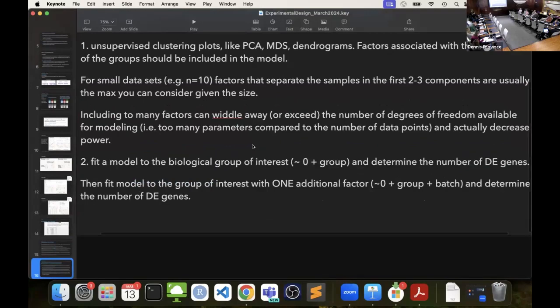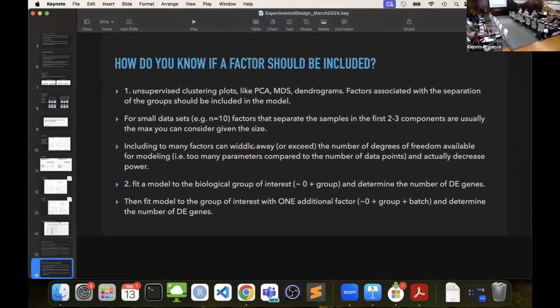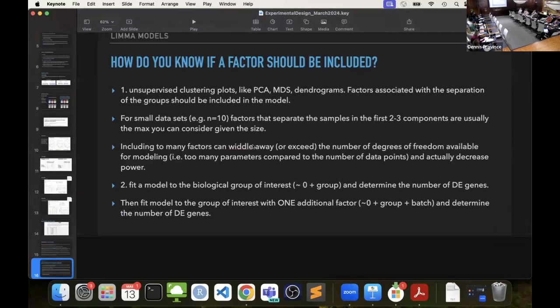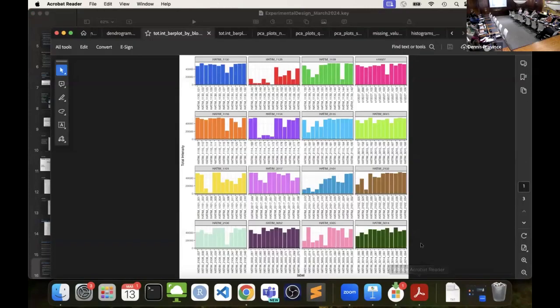So how do we know what should be included as a factor in our model or not? This is where our QC plots come into play. After we've normalized the data, we've got the data ready for analysis. We want to look at dendrograms, PCA, MDS, any other type of plots that tell us if samples are outliers, if there's a major separation between males and females, and what all we need to actually include in our model.